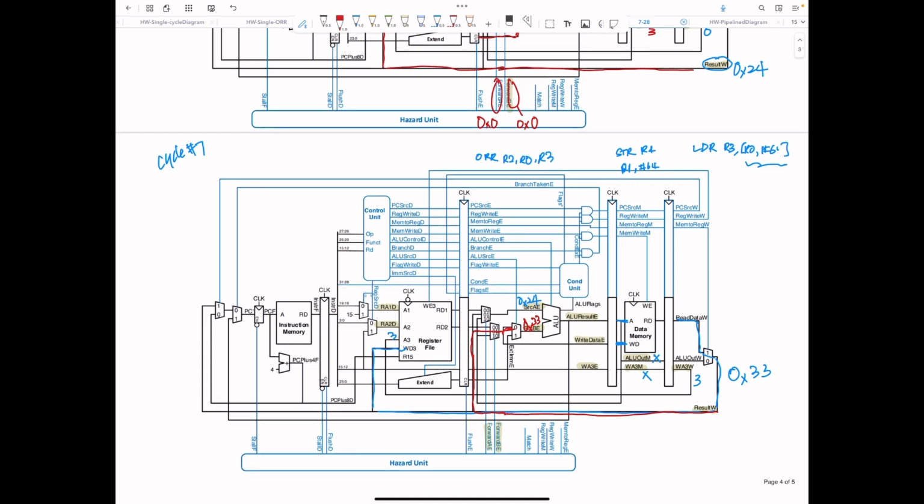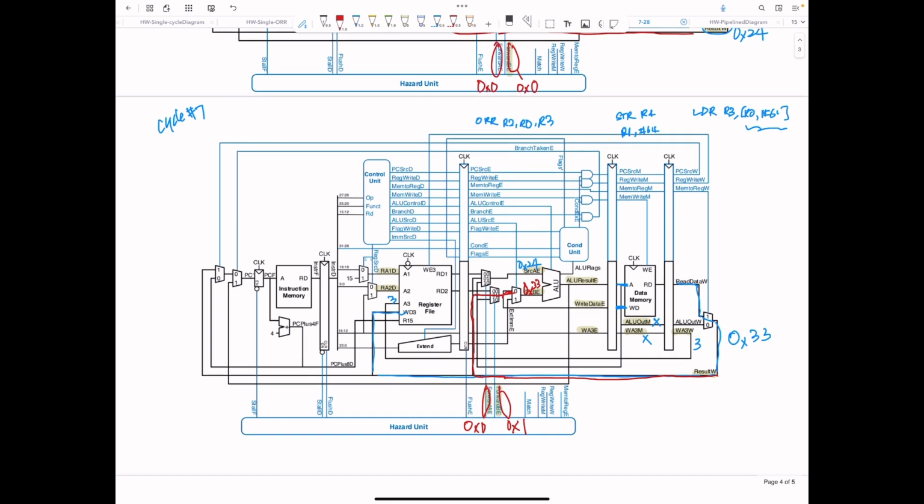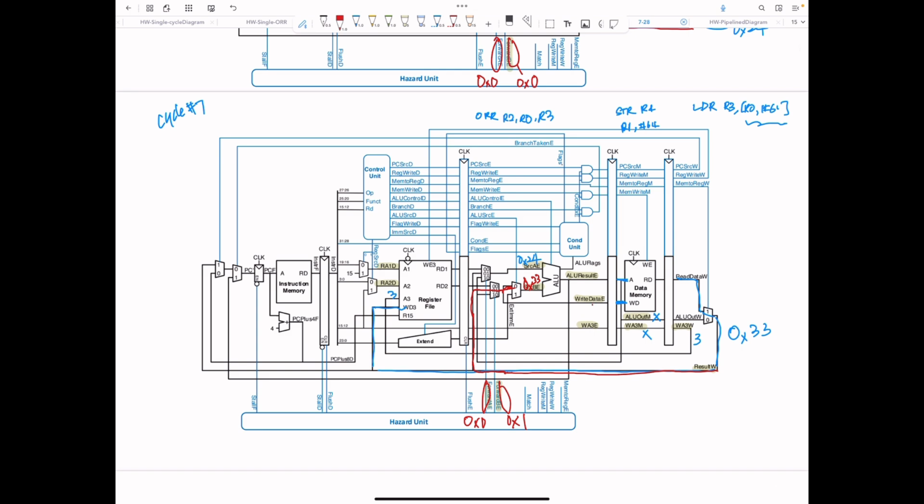That means the first, forward A, is going to be 0. The second one is going to be 1. And we need to OR these two. The write data E, nothing. This is going to be 2. ALU result, we have 24, 00100100, and 33, 00110011. We need to do OR, so 00110111, which is 37. And there is nothing in the register file.